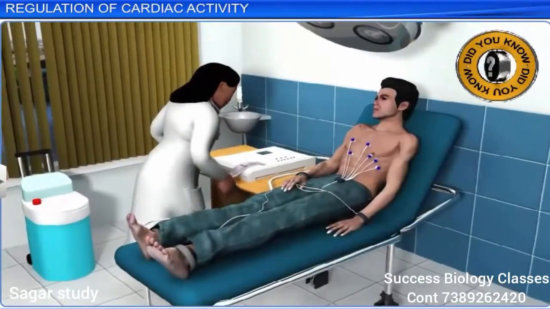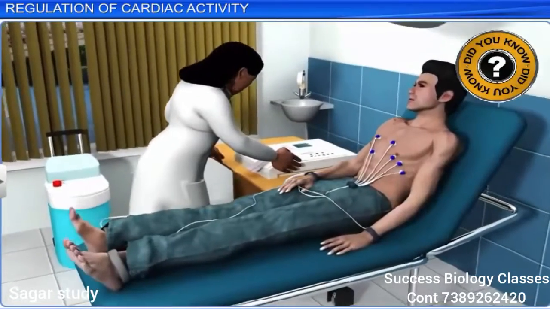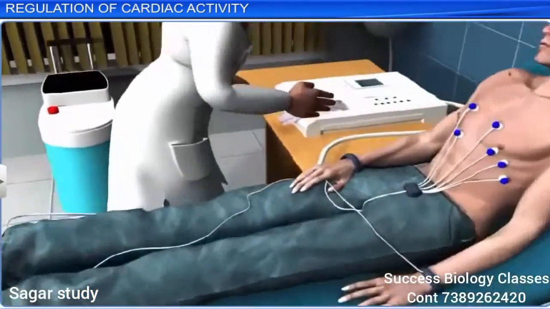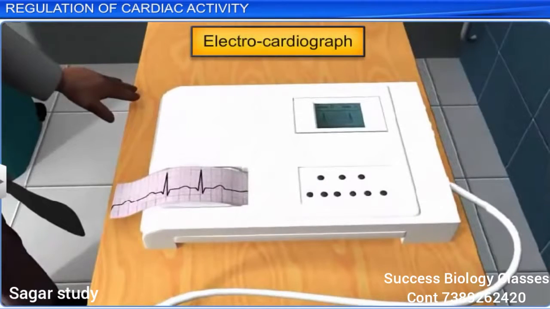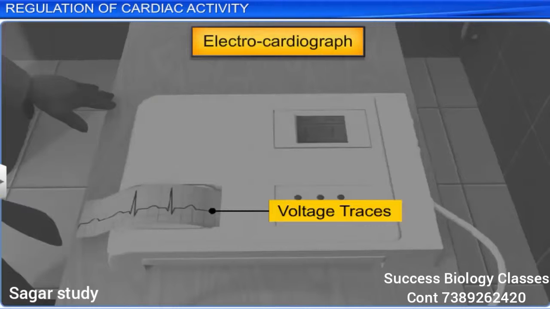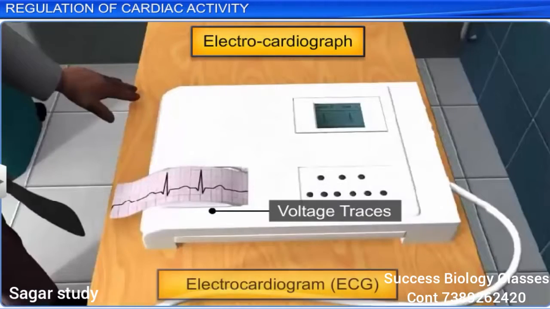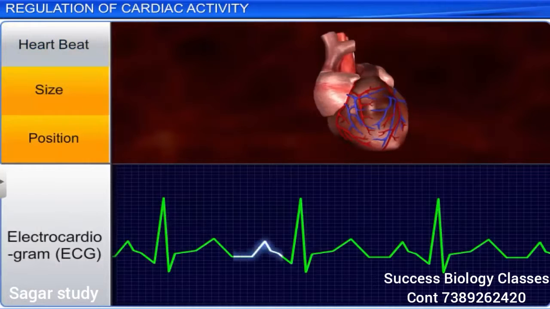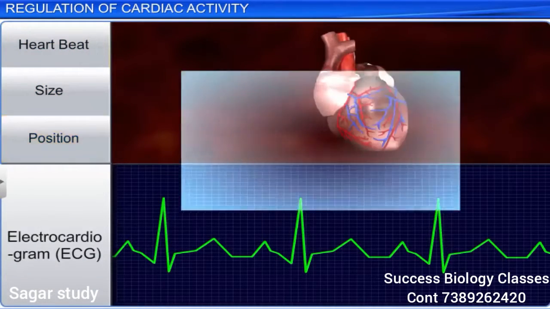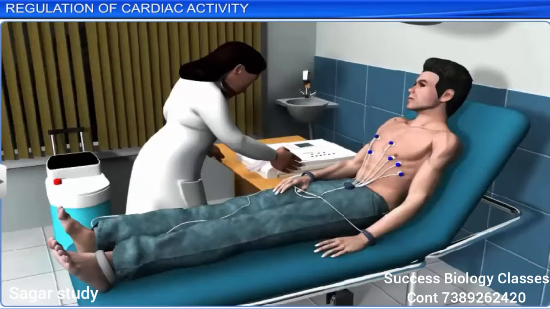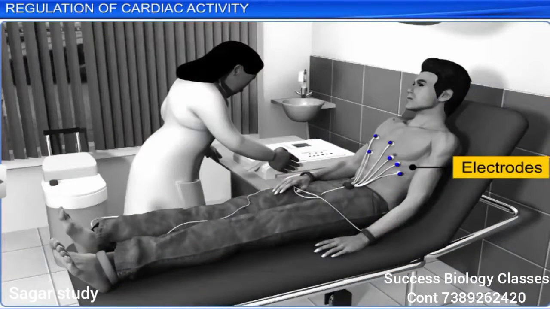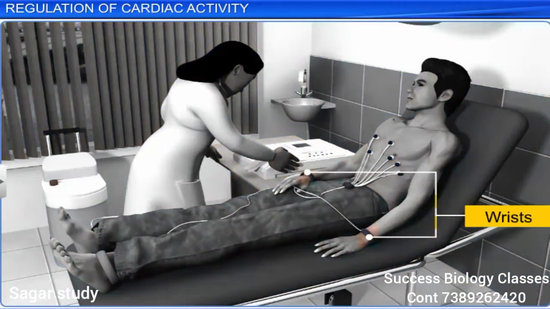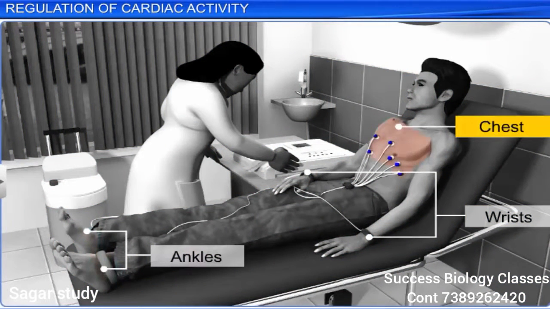Did you know that cardiac output can be measured using an instrument? The instrument used is called an electrocardiograph, which records the electrical activity of the heart as voltage traces. This recording is called an electrocardiogram or ECG. It provides information on the rate of heartbeat and the size and position of the chambers of the heart. An ECG is taken by attaching electrodes from the instrument to the patient at the wrists, ankles, and on the chest.